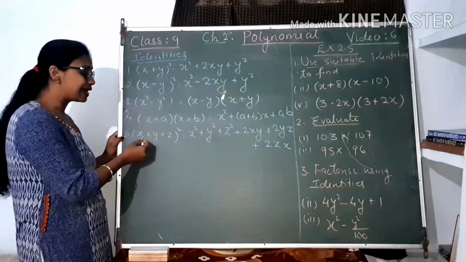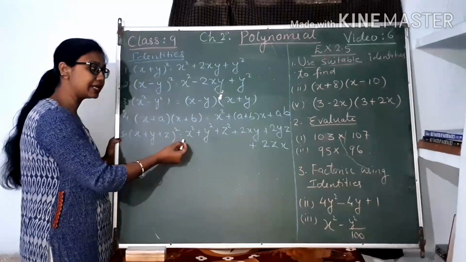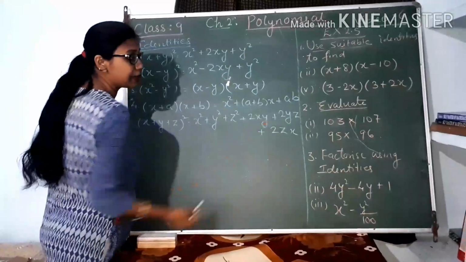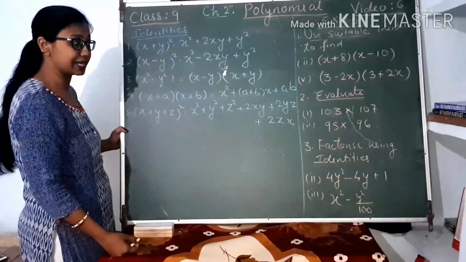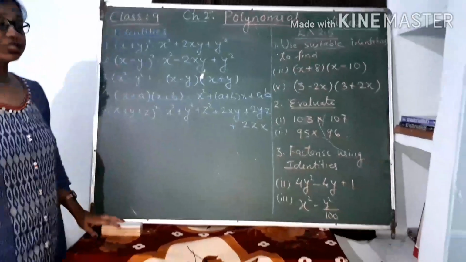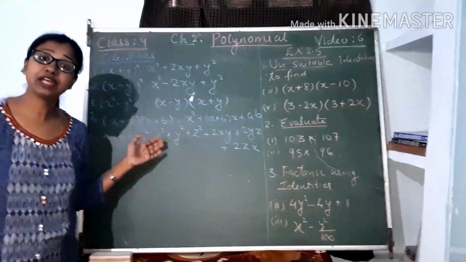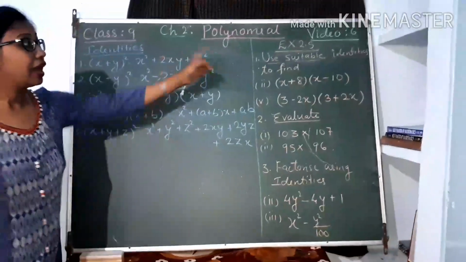Fifth number, (x plus y plus z) whole square is equal to x square plus y square plus z square plus 2xy plus 2yz plus 2zx. Let us see the questions based on these 5 identities which you have already used in your class 8.